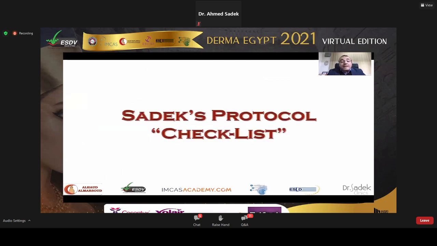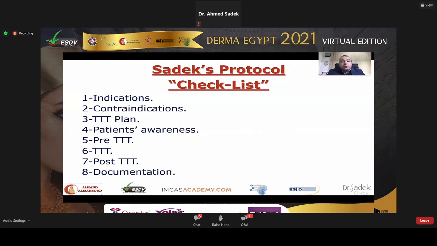And for performing any procedure in an ethical and professional way, I have my own protocol, which is actually an 8-point checklist, starting with the indications, where I have to know exactly the diagnosis of the case that I'm going to deal with, and I have to scan the body of the patient for any contraindications that might hinder the performance of this procedure.